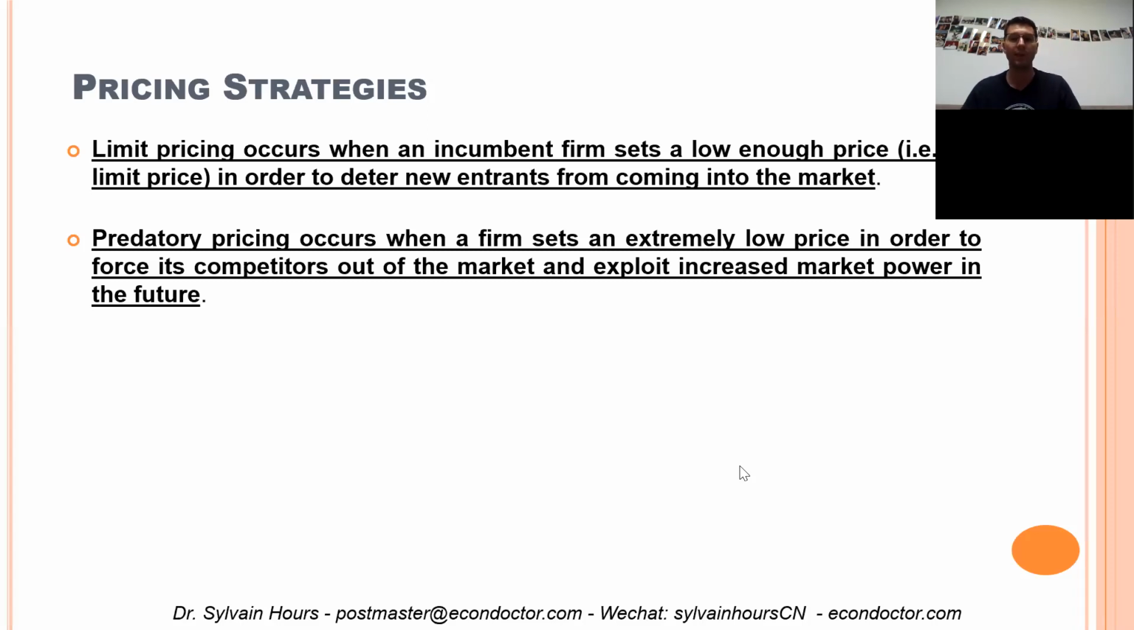So you see, in both cases, the objective is to reduce competition in the future. Limit pricing, we want to prevent entry into the market. Predatory pricing, we want to kill the competitors already in the market. So same strategy, we charge a low price, but different objective. Kill versus prevent an entry.